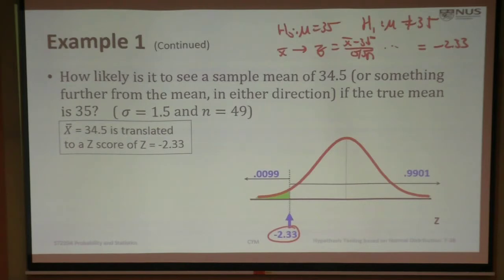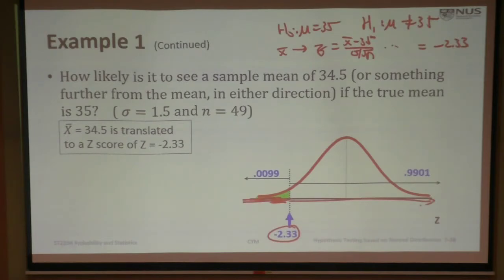So now you ask, what is the chance that you see something more extreme than minus 2.33? Maybe this is the extreme case, but in fact it's not. This is also an extreme. It depends on how you look at it. For mu less than 35, anything less than what you see is considered more extreme. So in that case, we look at this part. But what happens if mu is greater than 35?